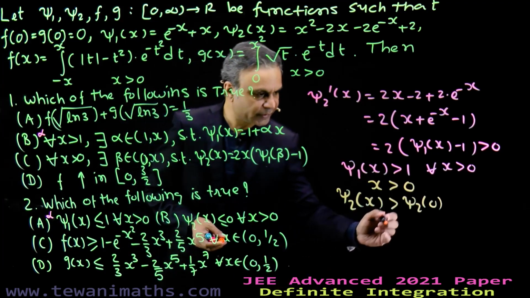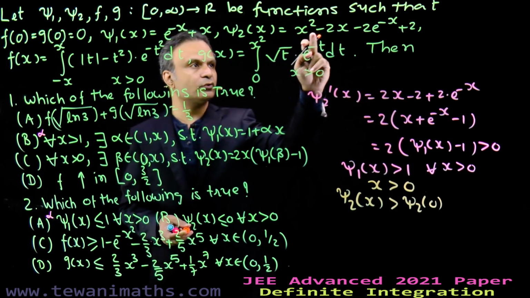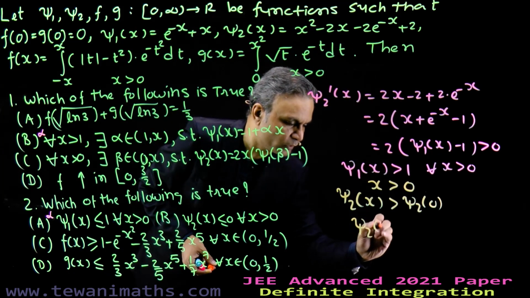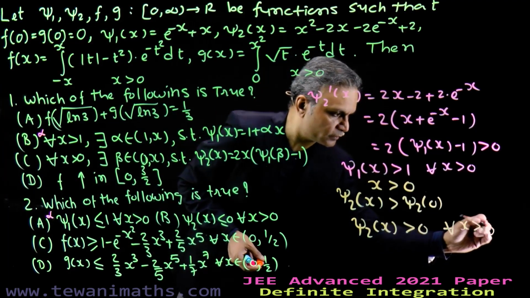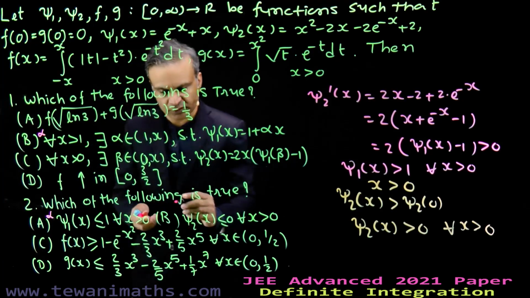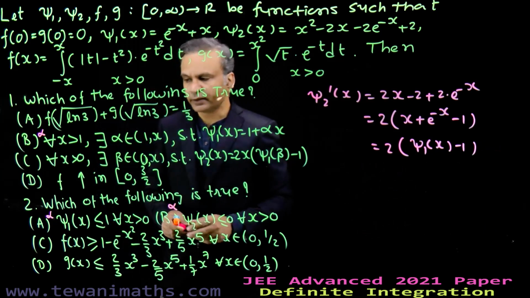So from this we get, what is psi 2 0? Put here x is equal to 0, we get 0 minus 2 plus 2, 0. Okay, that means psi 2x is greater than 0 for all x greater than 0, but here we have psi 2x less than or equal to 0, so this option is also false. Okay, now we have this option.